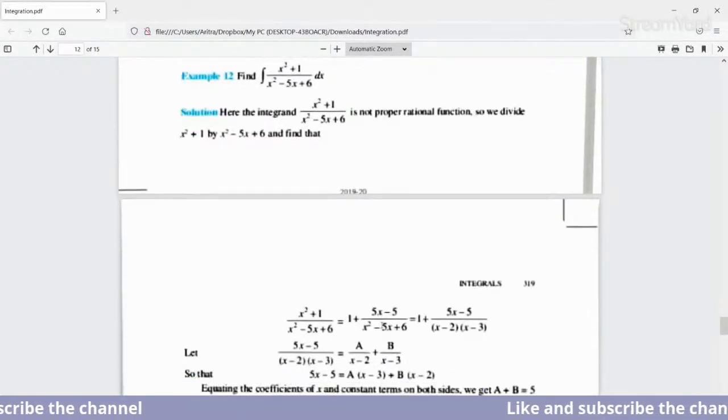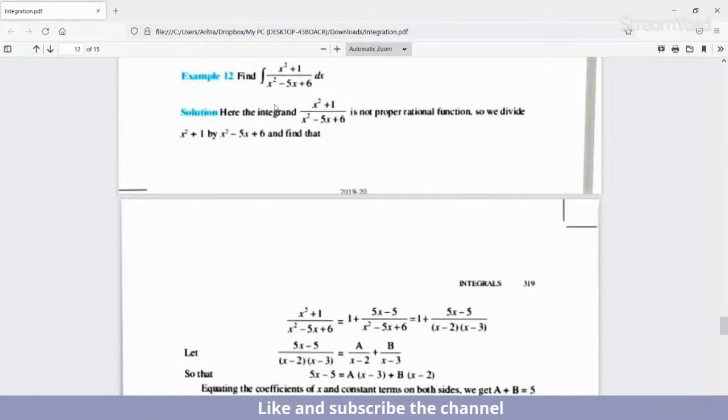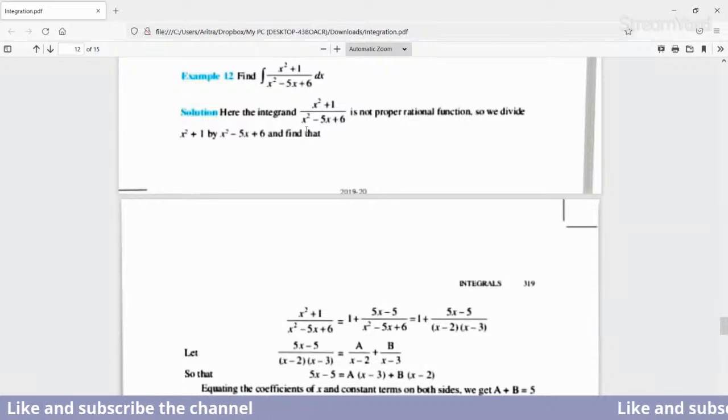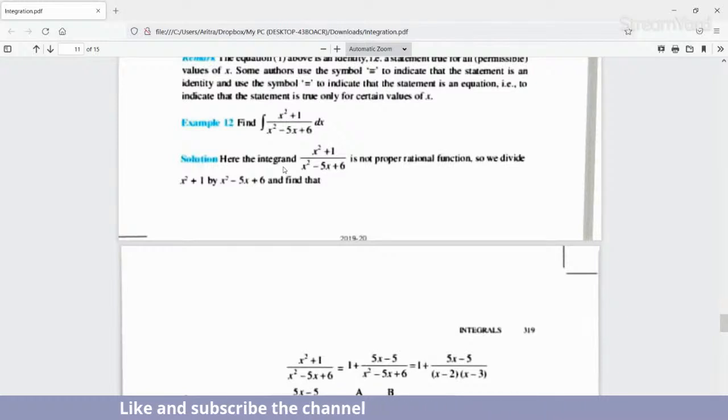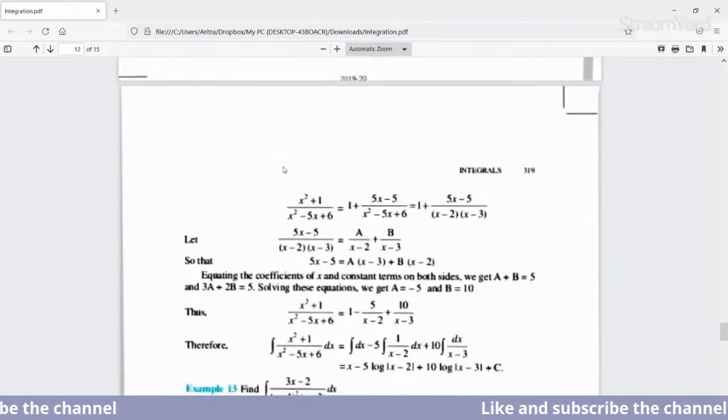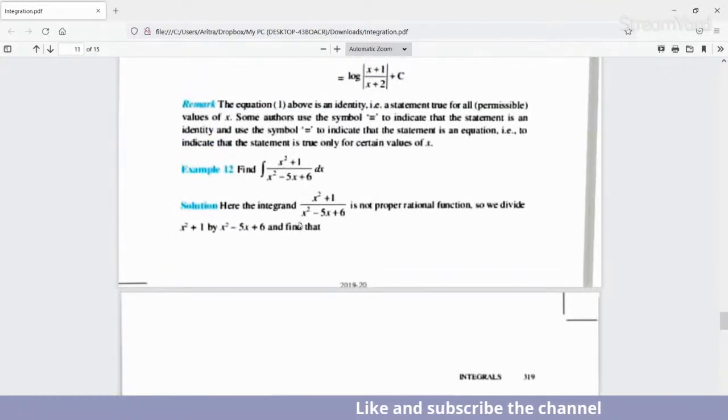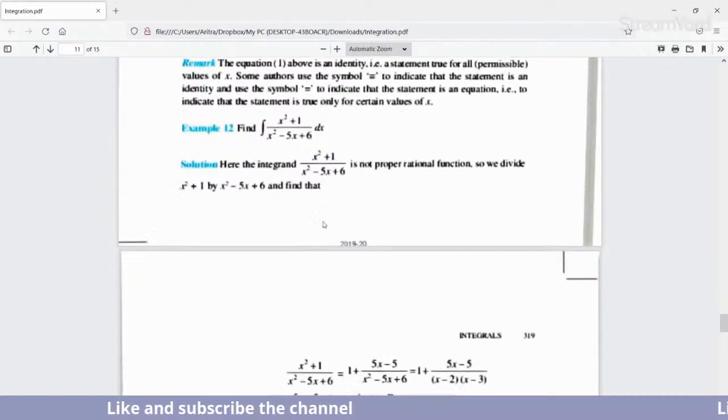Then this one, (x square plus 1) by (x square minus 5x plus 6). Now here you have to again do some adjustments. Okay, so what adjustment is done? I hope you guys have learned about dividing with these quadratic terms and all. This is not a proper rational function basically. So what you will do, you will divide this x square minus 5x plus 6 with this numerator and see what result you are getting.